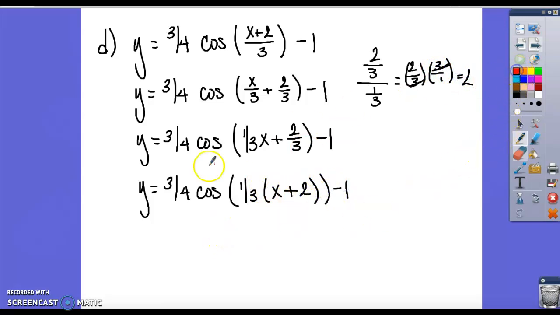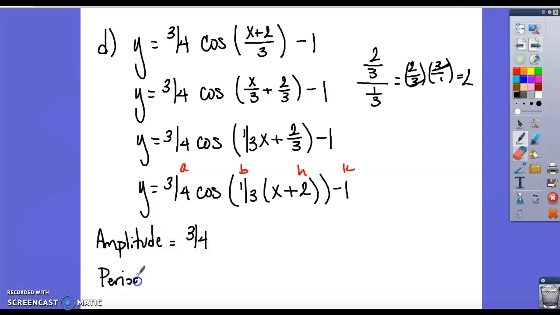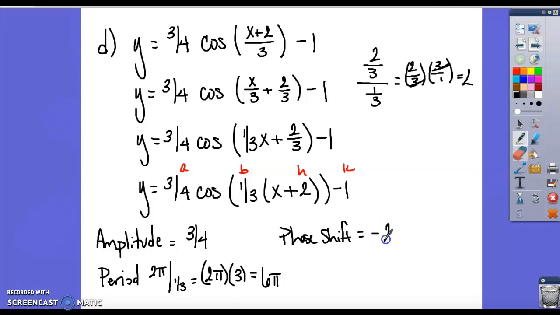Okay, so if I label, I've got A, B, H, and K. My amplitude is 3/4. My period is 2 pi over 1/3, which is 2 pi times the reciprocal, 3, which is 6 pi. My phase shift is -2, and my vertical translation is down 1.